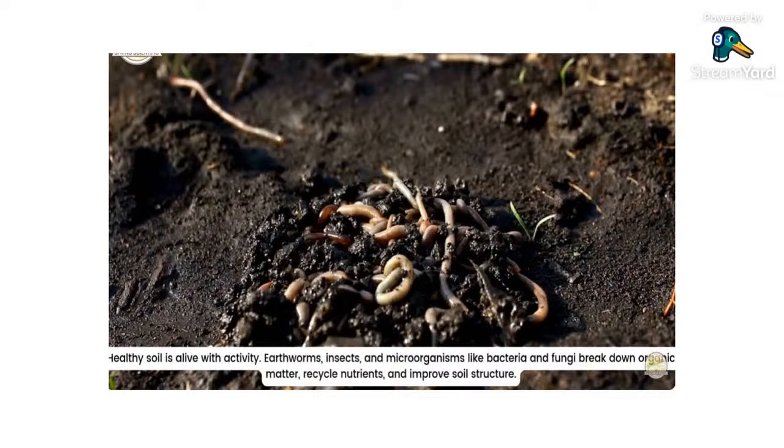Healthy soils have active earthworms, insects, and microorganisms like bacteria and fungi. These break down the organic matter and recycle the nutrients and improve the soil structure. Microorganisms convert organic nutrients into forms that plants can absorb, such as ammonia to nitrate, and also play a role in fixing atmospheric nitrogen in a usable form.